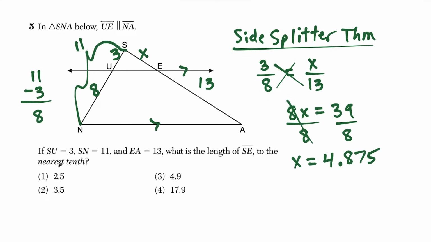And they told us to round to the nearest tenth. So at the tenths place, we have an 8. To the right is a 7, so we round this to 4.9. Okay, so we'll say x equals 4.9 once we round, and this will match up with choice 3.